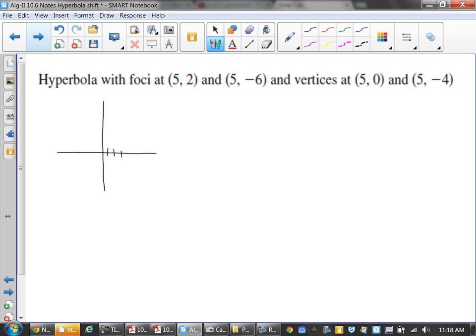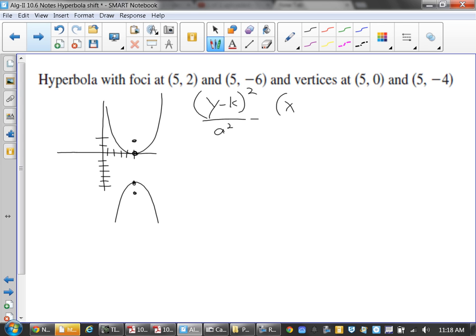(5, 2). (5, negative 6). (5, 0). (5, negative 4). So which direction is this opening? This is opening up and down. Remember, your vertex always looks at its focus. If it's opening up and down, is it going to be x squared first or y squared first? Good. So we know it's got to be y minus k, quantity squared, over a squared, minus x minus h, quantity squared, over b squared, equals 1.